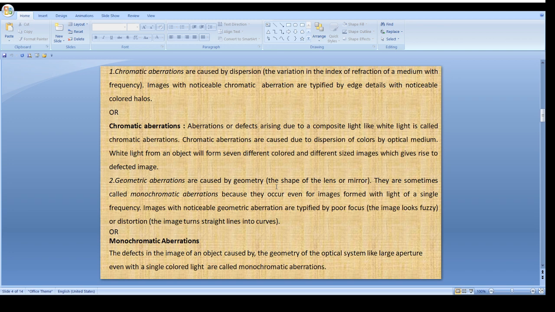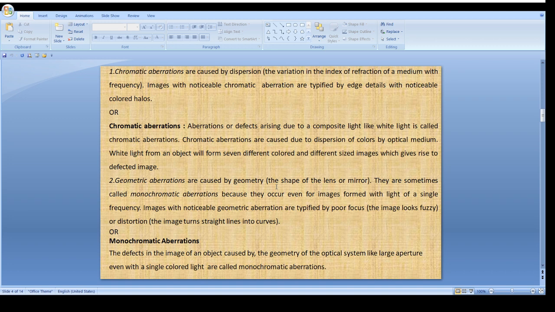Or chromatic aberrations are defects arising due to a composite light like white light. Chromatic aberrations are caused due to dispersion of color by the optical medium. White light from an object will form 7 differently colored and different sized images, which gives rise to a defective image. Second one, geometric aberrations are caused by geometry, the shape of the lens or mirror.